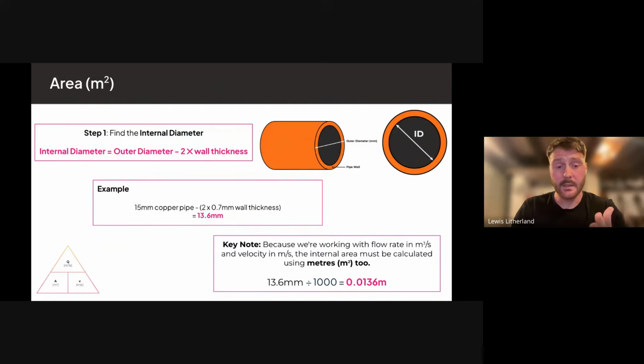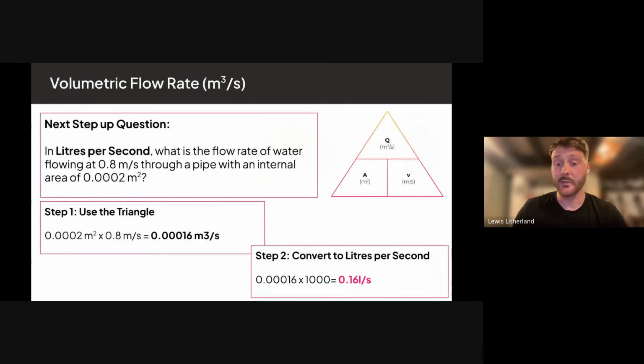So that was the top part of the triangle done. If we look at that there, so we've got meters cubed per second, and we've boxed that off. Again, convert it to liters per second if you need to at the very end.